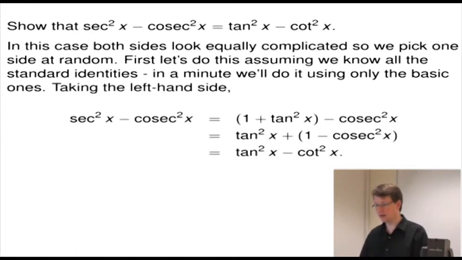Taking the left-hand side, we get sec squared x minus cosec squared x equals 1 plus tan squared x minus cosec squared x, just using the standard identity sec squared x equals 1 plus tan squared x. Okay, so we get tan squared x plus 1 minus cosec squared x, and we can replace that 1 minus cosec squared x using a standard identity because 1 plus cot squared x is equal to cosec squared x, so therefore 1 minus cosec squared x is equal to minus cot squared x. Okay, so we get the equation we were trying to find.